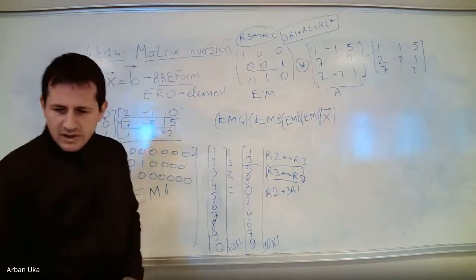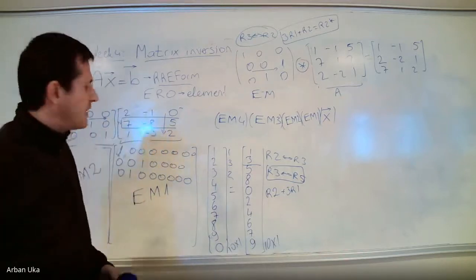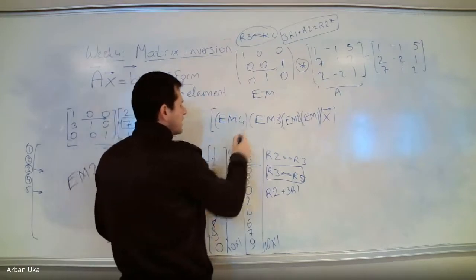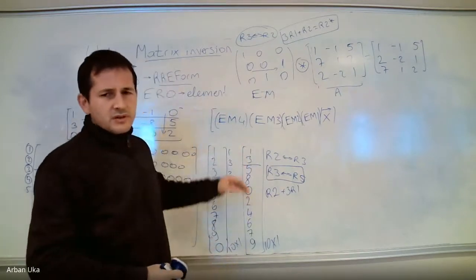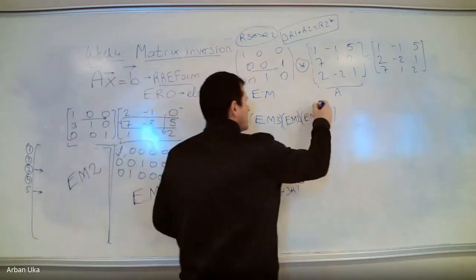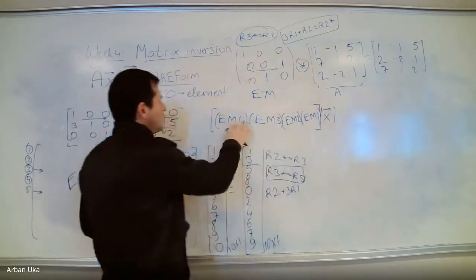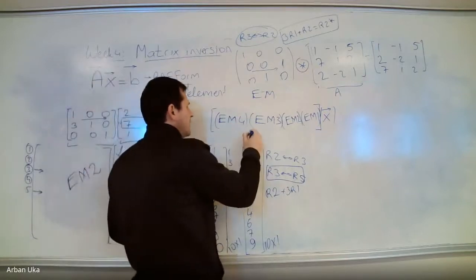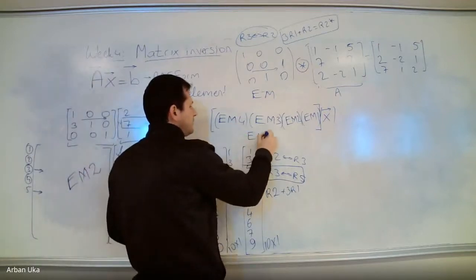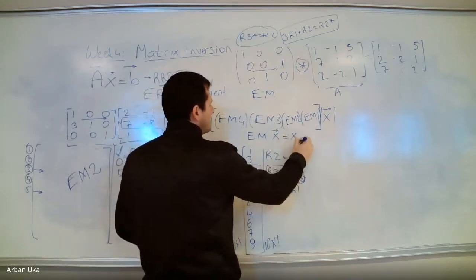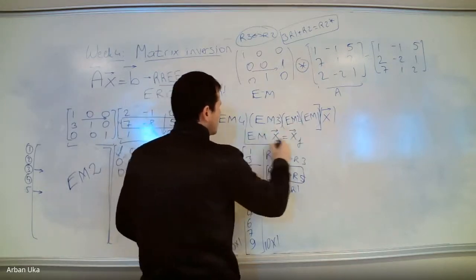And now, what is also interesting is that all of these matrices are 10 by 10, so they are square matrices. What you can do is multiply all of these matrices, and you get, let's call the matrix EM, EM times x is equal to x final.